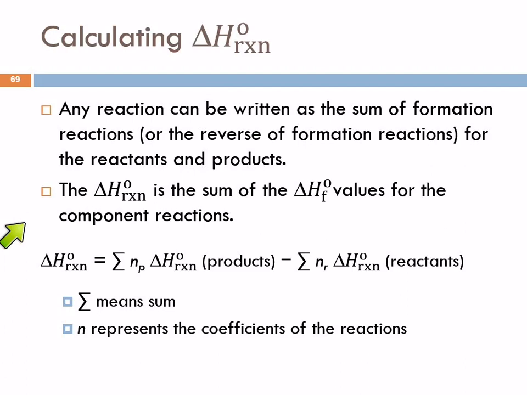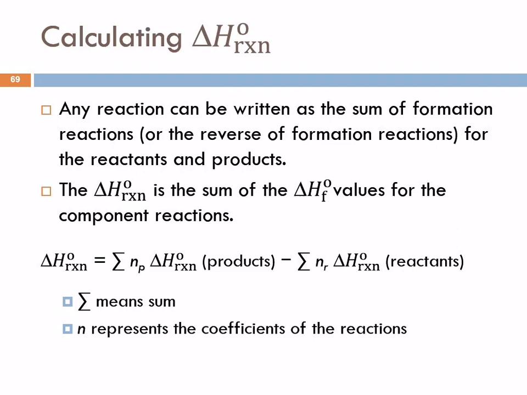This method here simplifies the whole process because you don't actually have to mess around with individual reactions. So the idea here is that the standard heat of reaction is the sum of the heat of formation values for each of the component reactions. And so we come up with this unwieldy looking equation. Standard heat of reaction is the sum of the coefficients times the heat of formation for the products minus the sum of the coefficients times the heats of formation for each of the reactants.